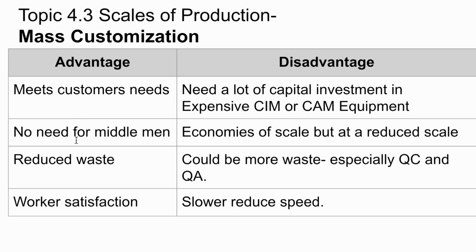There's no need for, say, middlemen to sell things to, because you're selling essentially directly to a customer. So you're not shipping off your product to a store. The customer has to come to you. They're going to order their product from you, and therefore you're going to benefit from not having to have a middleman. There's reduced waste, but of course we're going to talk about the fact that there could actually be more waste, and the worker satisfaction is generally higher.